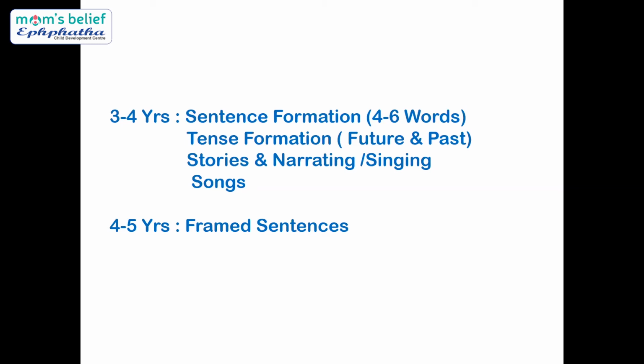And from 4 to 5 years we have framed sentences. The child tries to frame sentences. The child starts saying what is happening around, what is happening in the school, because this is a school-going age. What has happened in the school, what activities have been done in the school, etc. The narration takes place at this time.